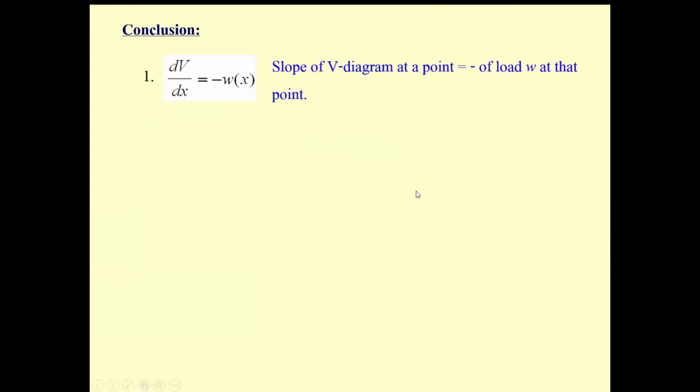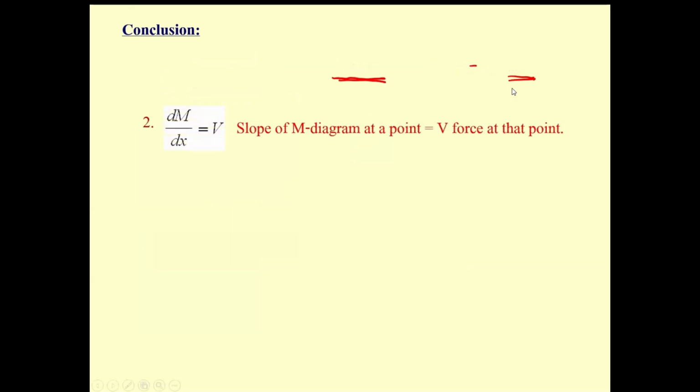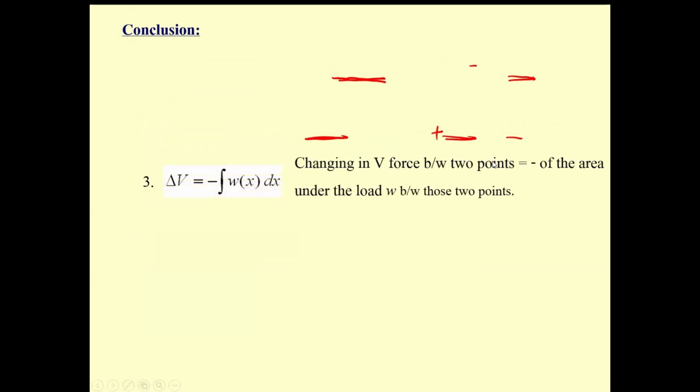First, dV by dx equals minus W. The slope of the shear diagram is the negative of the magnitude of the load W at that point. Second, the slope of the moment diagram at a point is going to be the positive of the shear force diagram at that point. Third, using the first one, the change of the shear force between 2 points is going to be the negative of the area under the load W between those 2 points.